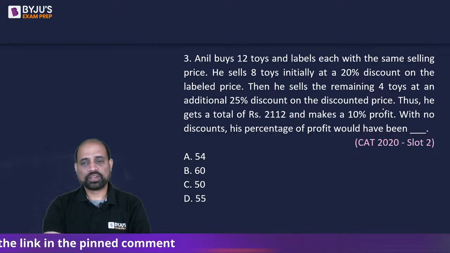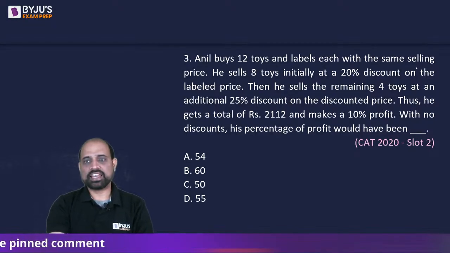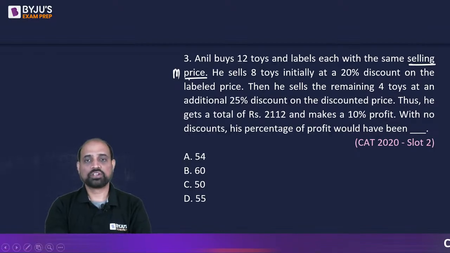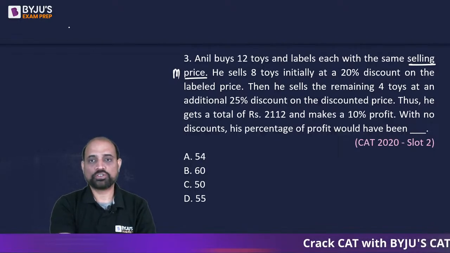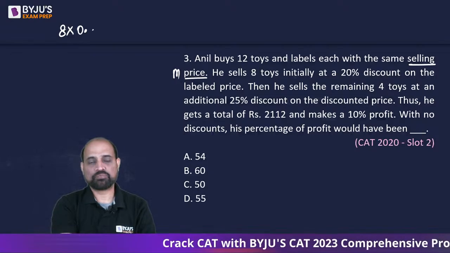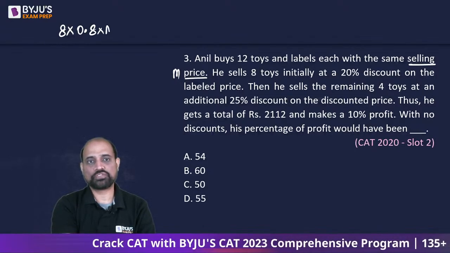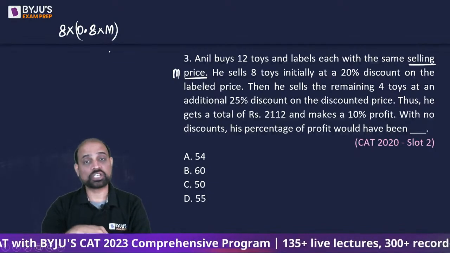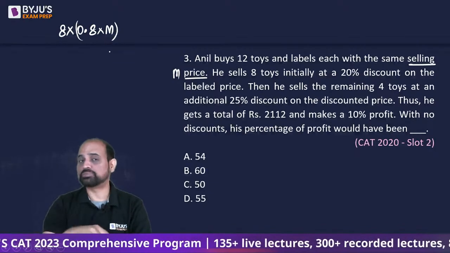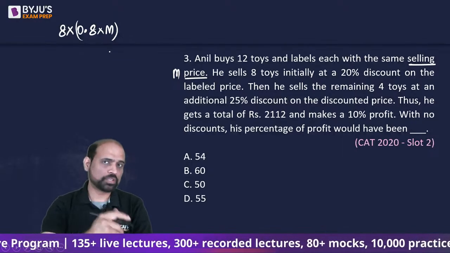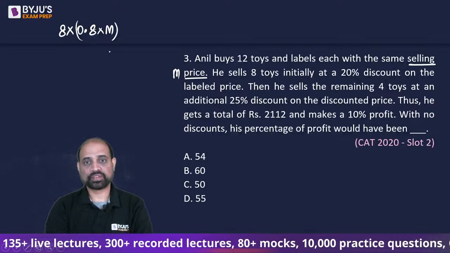So suppose the selling price is M to him, okay? And we have 12 toys, out of which 8 toys he sells at 0.8 times of M. Why 0.8 times of M? Because he gives 20% discount, and discount means you have to reduce something by 20%, which makes it 80% of the value. 80% is also written as 0.8 M.